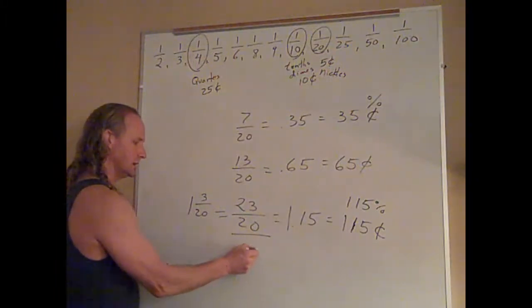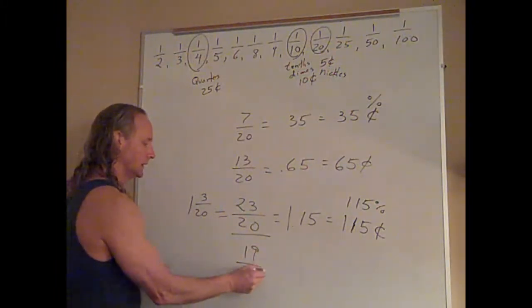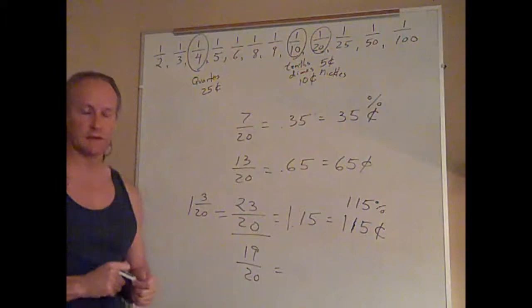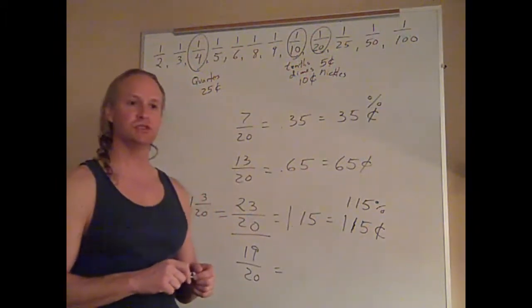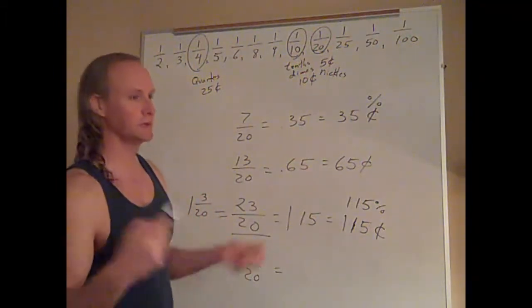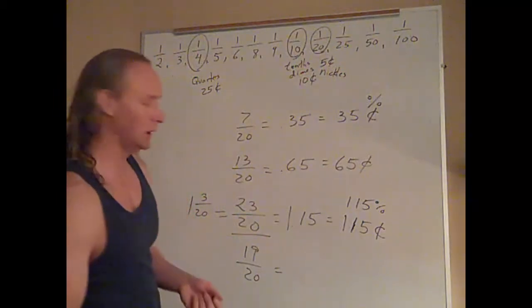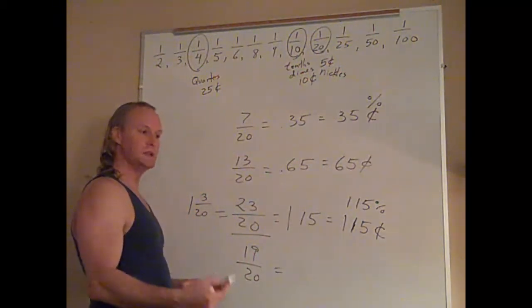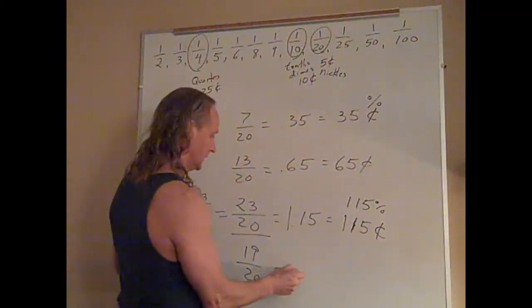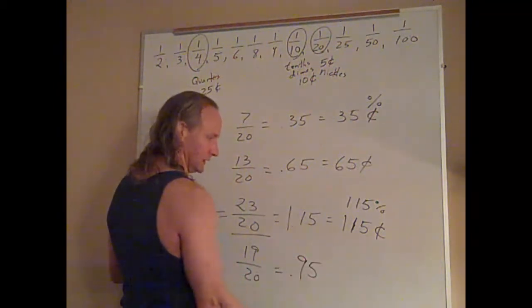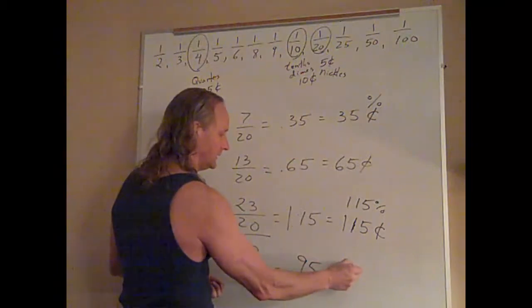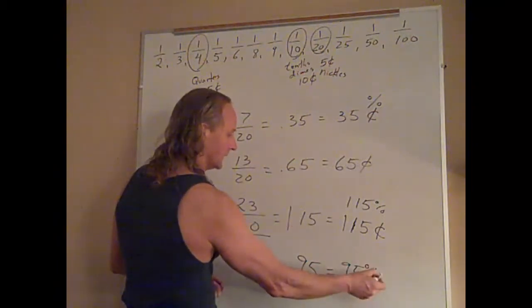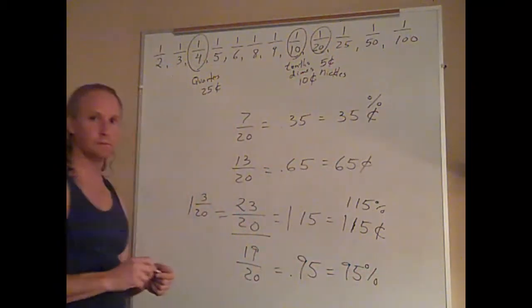One last one, 19/20ths. And we can kind of think in reverse on this one. How much short of $1 am I? How many more nickels do I need to make a whole? And I need one more to make $1. So I'm 1 nickel short of $1, or I have 95 cents, which is 95%. Or 95 cents, if you like.